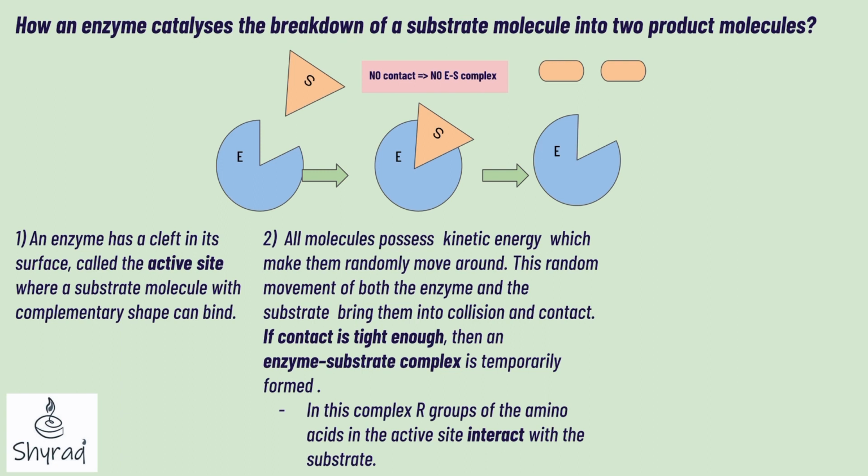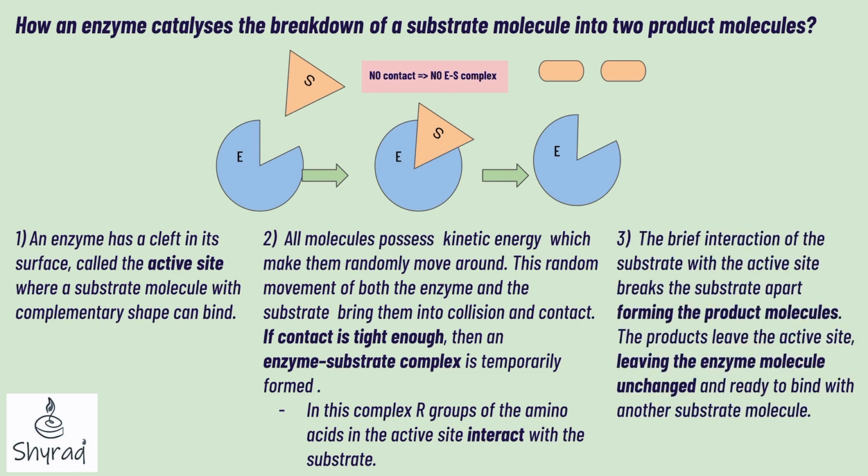If contact is tight enough, then an enzyme-substrate complex is temporarily formed. In this complex, R groups of amino acids in the active site interact with the substrate. So no tight contact, no enzyme-substrate complex. No enzyme-substrate complex, no products. Third, the brief interaction of the substrate with the active site breaks the substrate apart, forming the product molecules. The products leave the active site, leaving the enzyme molecule unchanged and ready to bind with another substrate.